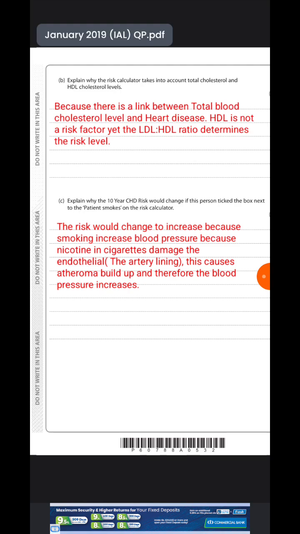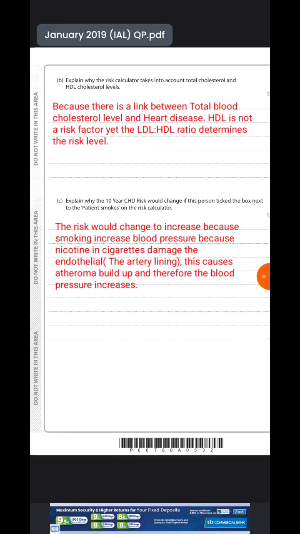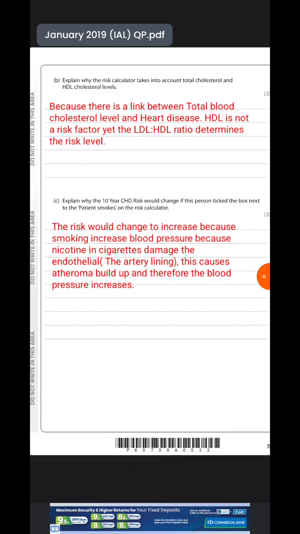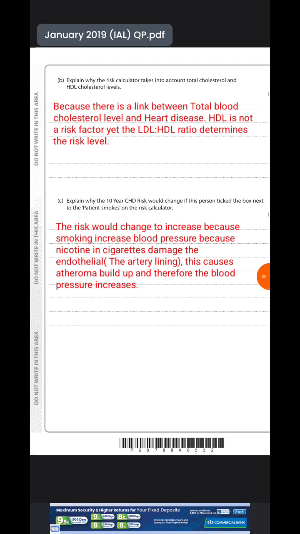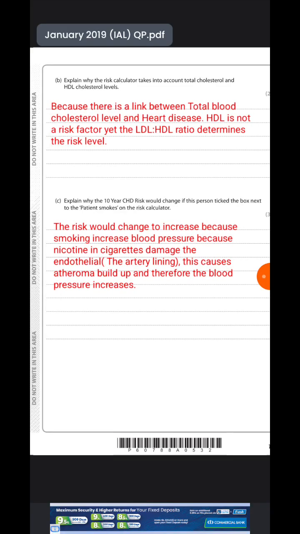But they are asking, why does the risk calculator tell us to include HDL cholesterol levels as well? So we don't take HDL alone. We always take the LDL to HDL ratio. So the LDL to HDL ratio is the one that determines it, taken together. So we cannot take just LDL alone or HDL alone. In order to determine the risk, we need the ratio. So HDL alone is not a risk factor, yet the LDL to HDL ratio determines the risk level. So that's why HDL is also included.